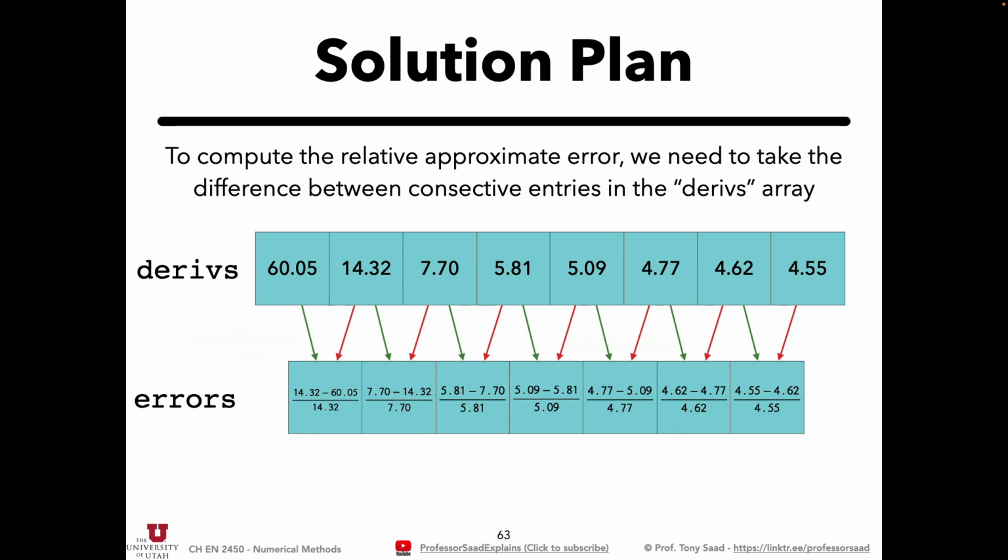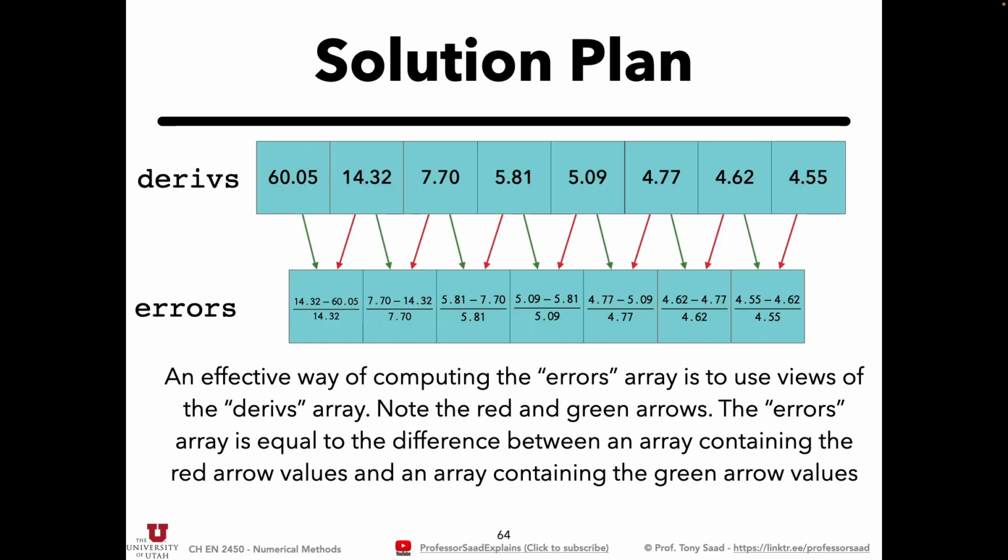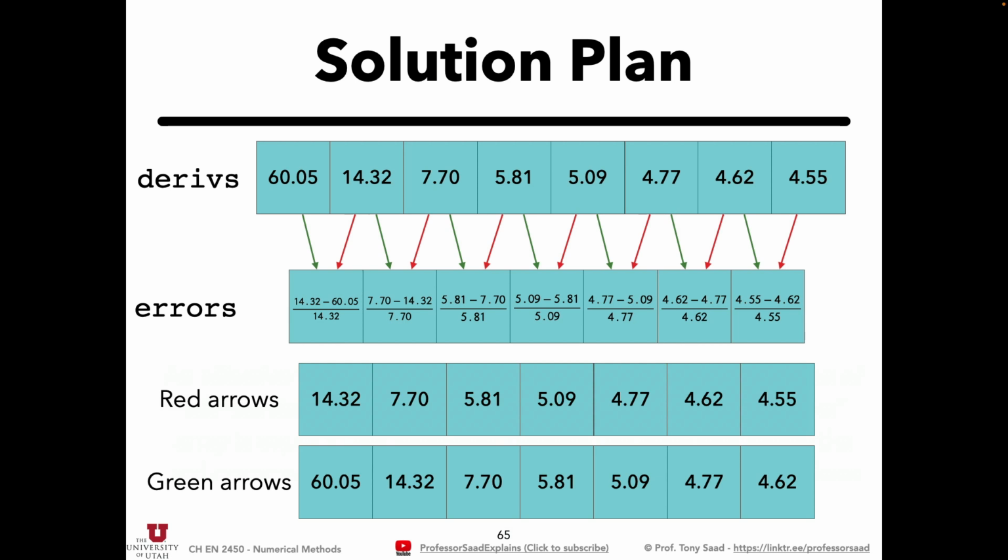That is so cool. The people who designed Python are like geniuses, right? So this would be the array corresponding to the red arrows. This would be the array corresponding to the green arrows. We take their difference, divide by the array of the red arrows, and you're done. Okay? Let's do it.